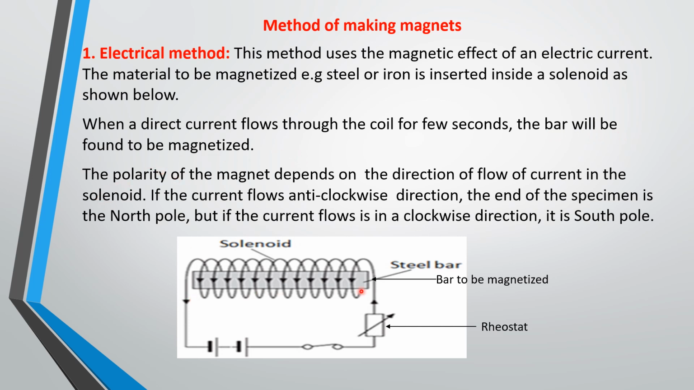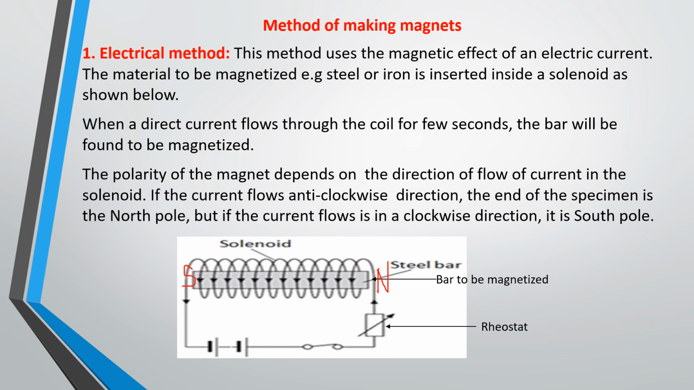The polarity of the magnet depends on the direction of flow of current in the solenoid. If the current flows in an anti-clockwise direction, the end of the specimen is a north pole, but if the current flows in a clockwise direction, it is a south pole. So for this particular case, this is the direction of flow of current. So this end is a north pole, and then this is a south pole. Alright, so this is how to produce a magnet using the electrical method.